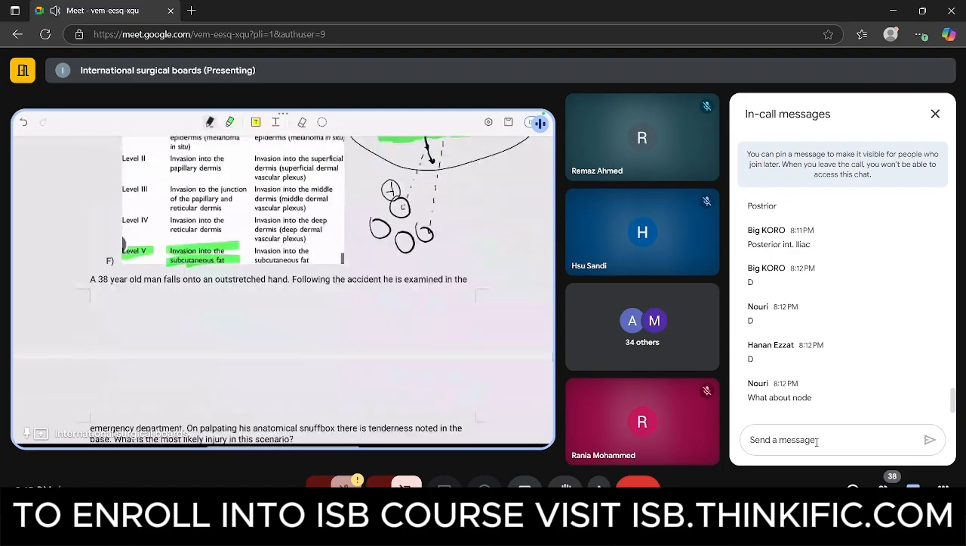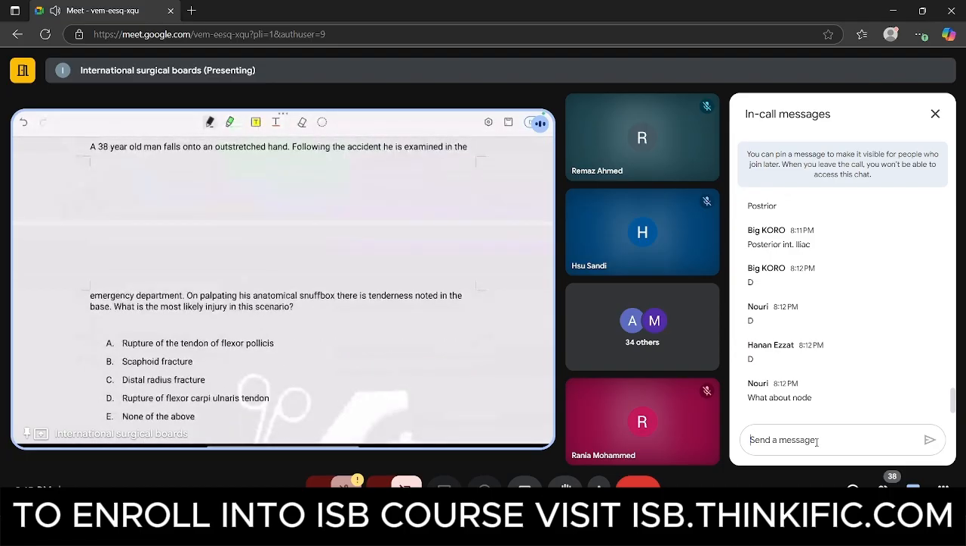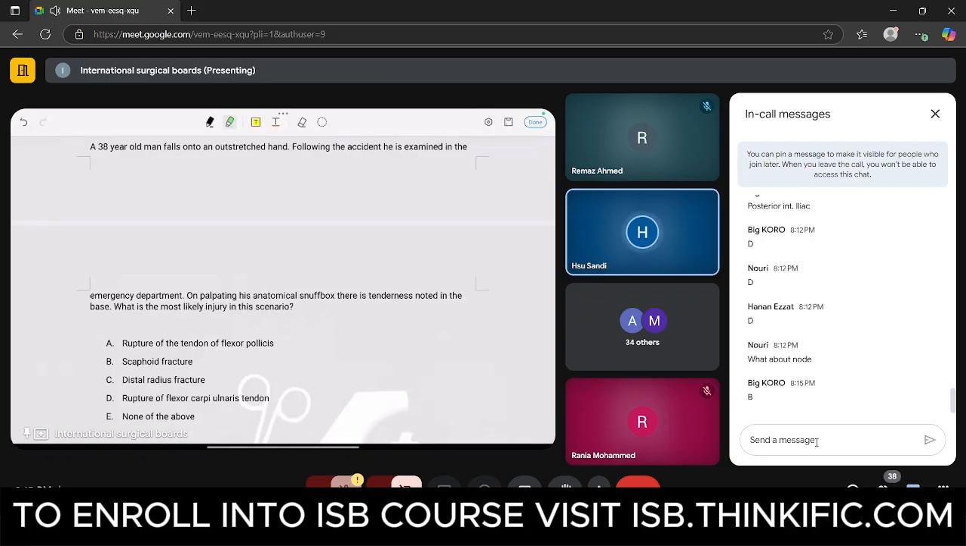Okay, let's take a couple of questions and I think that's enough for today. Let's see the next one. A 38-year-old man falls onto an outstretched hand. Following the accident, he is examined in the emergency department. On palpating his anatomical snuffbox, there is a tenderness noted. Where is the most likely injury in this scenario? Rupture of the tendon of extensor pollicis, scaphoid fracture, distal radius fracture, rupture of the flexor carpi ulnaris tendon, none of the above. B, scaphoid fracture. Straightforward question, right? Mostly scaphoid.